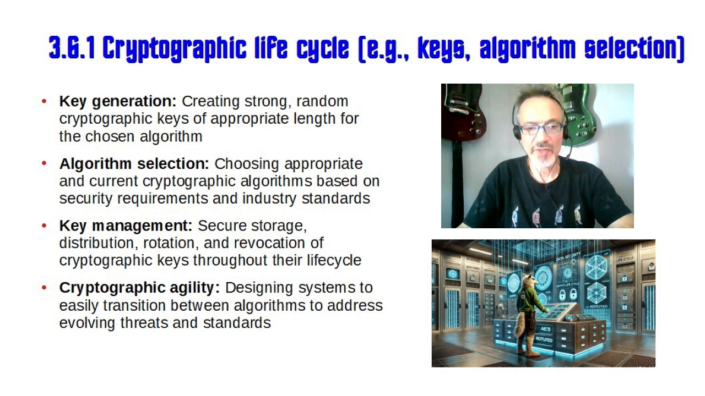The cryptographic life cycle, a very key concept. It starts with key generation. For the exam, you need to understand that creating strong, random cryptographic keys of the appropriate length is essential. The strength of your entire system will depend on the quality of your keys. Algorithm selection. You're going to use AES for symmetric encryption. You're going to use SHA for hashing. But your asymmetric algorithms, especially with quantum threats, well, we'll see where we go there.